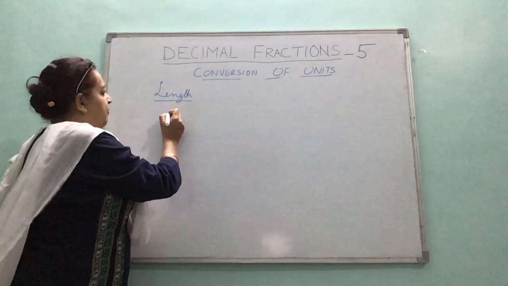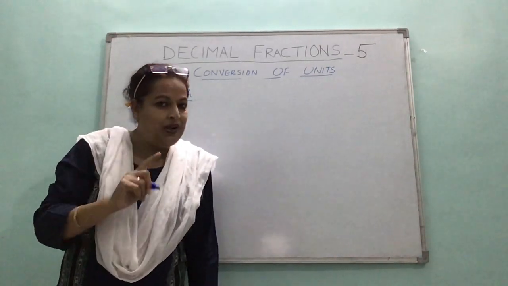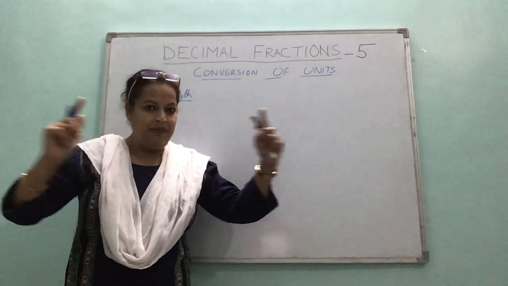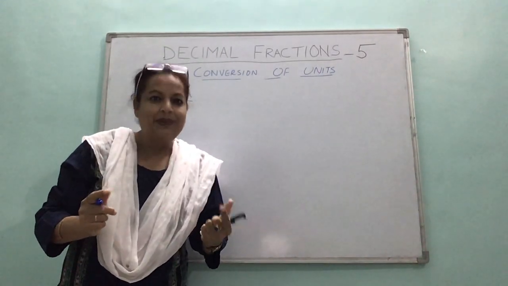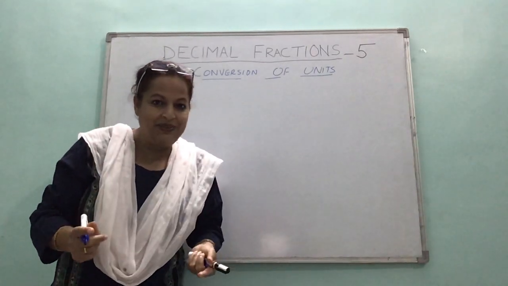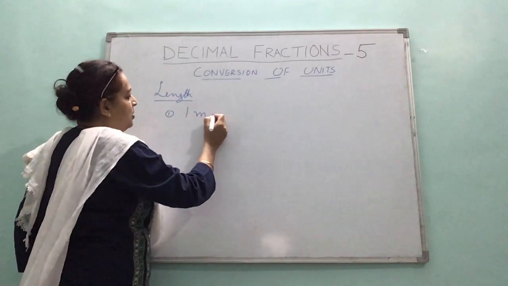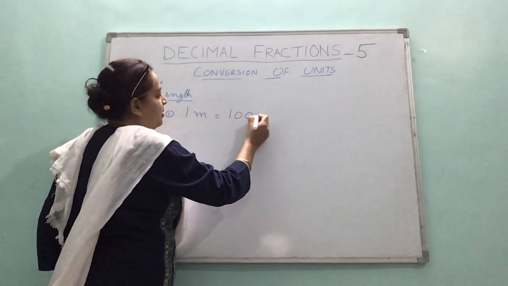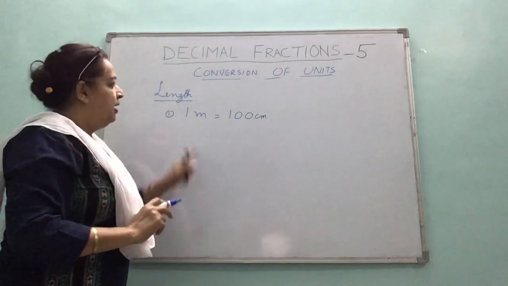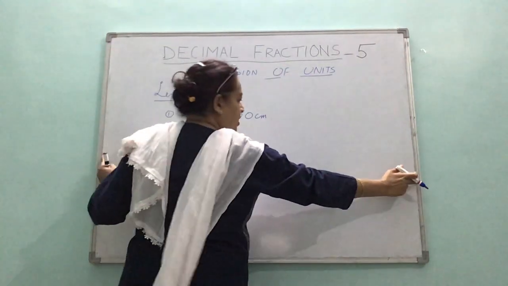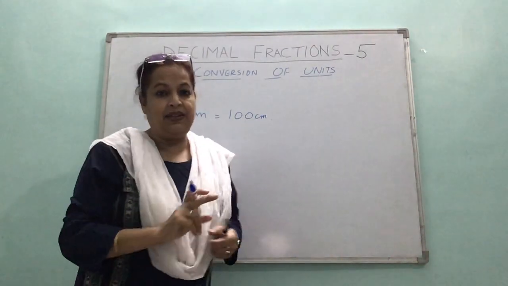I'll take one example which is known to almost every one of you: meter and centimeter. Now, 1 meter is equal to how many centimeters? I think everybody knows 1 meter is equal to 100 centimeters. Okay, now understand from here. 1 meter is almost this much big, and if it is counted, it has 100 centimeters in it.